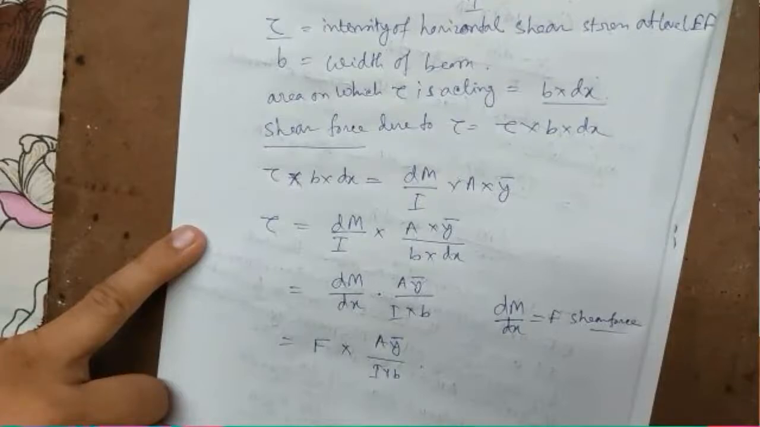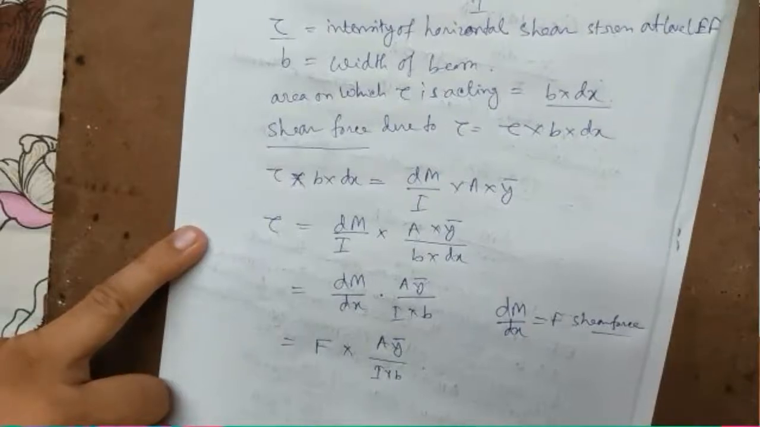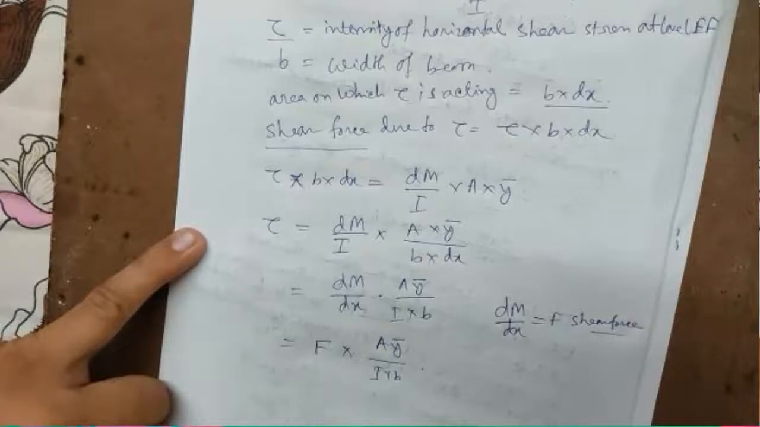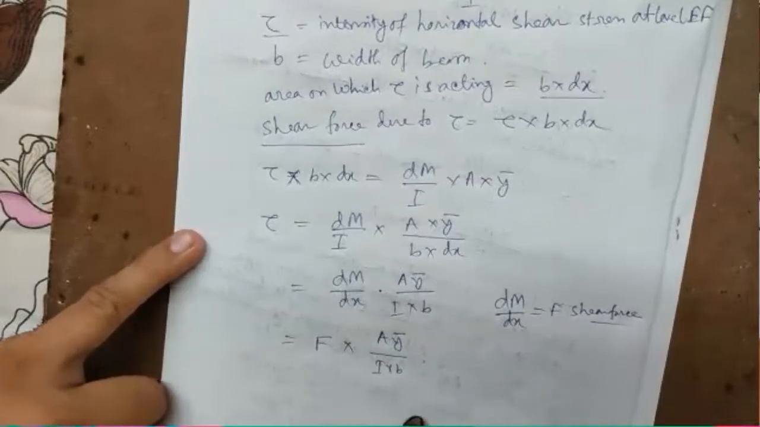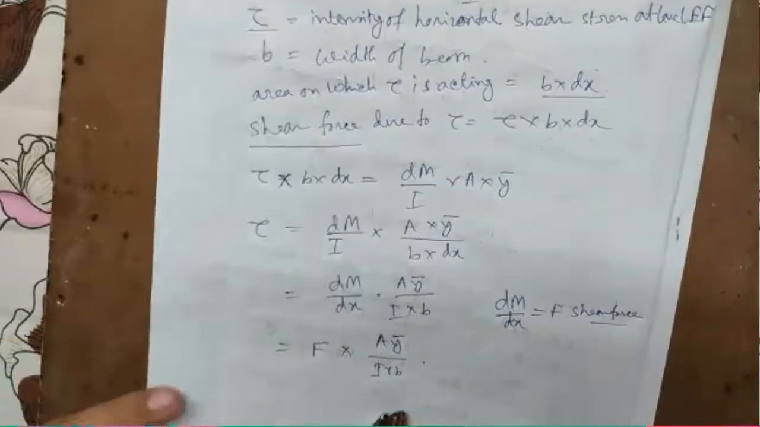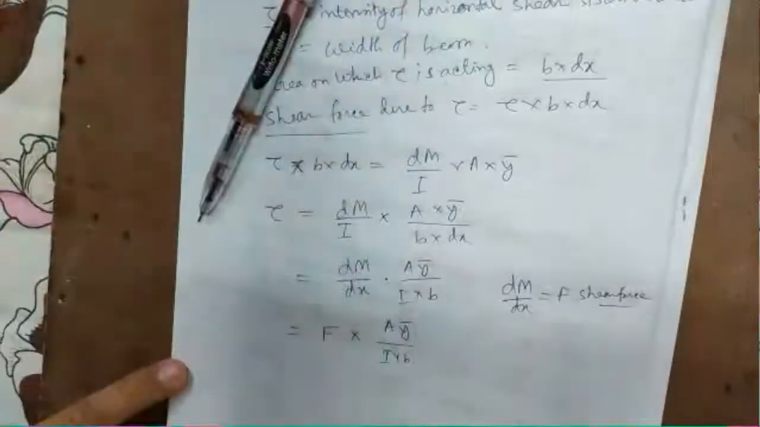Moment of inertia is the second moment. A y bar square is the moment of inertia, but this A into y bar is the moment of area, a single moment. Okay, so this expression will be required for solving problems. We will quickly solve a problem.